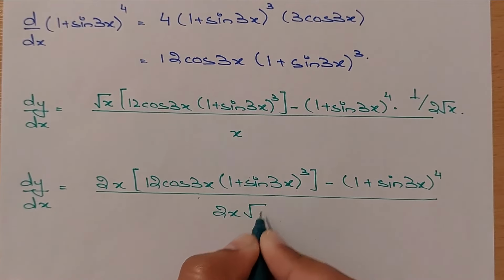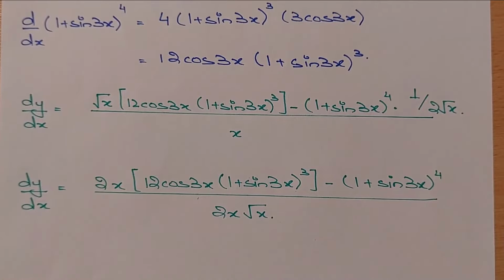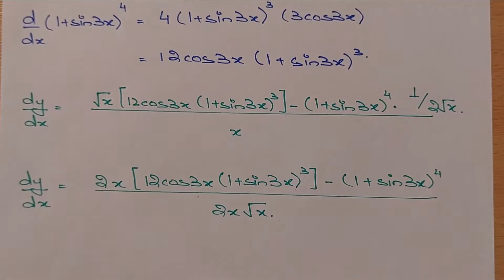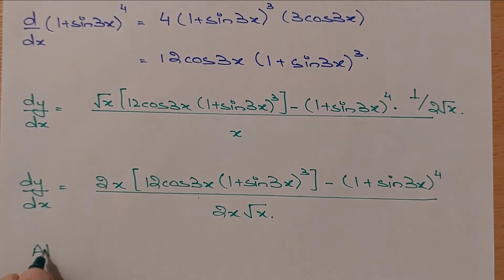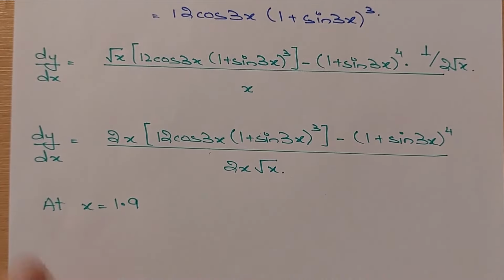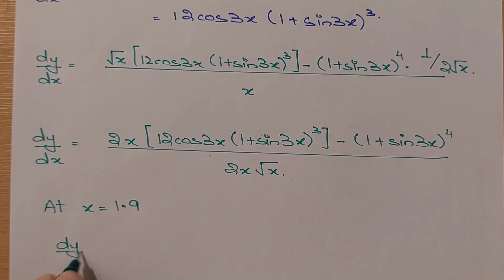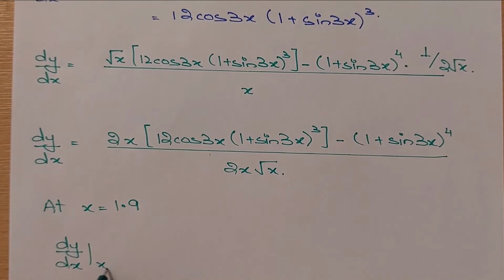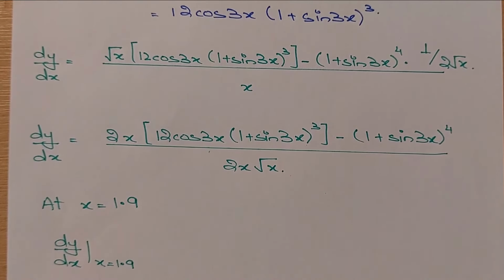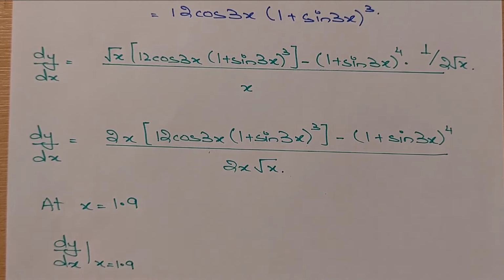2x square root of x, right? Now let me substitute the term at x equals 1.9. We need to find the derivative dy by dx when x is 1.9. So just substitute x equals 1.9 and simplify.